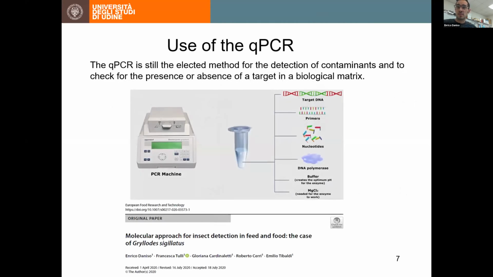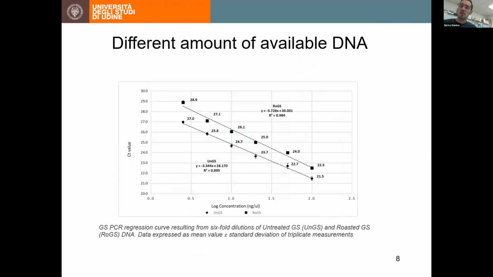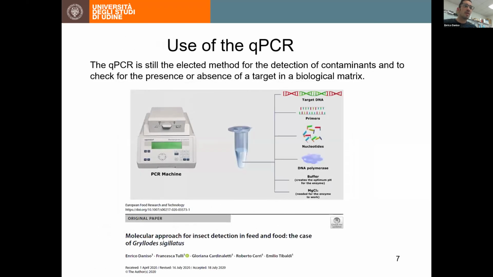Usually, we can use real-time PCR for the detection of these in biological matrices, because it's capable of identifying the target DNA of the species in a really complex matrix. And if the quantity of the target DNA is really low, in any case, this technique is able to identify it. In this slide, you can see the methodology that I think everyone knows, especially in this period, because we know about the corona test and so on.